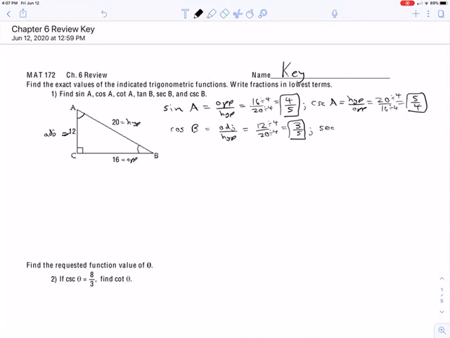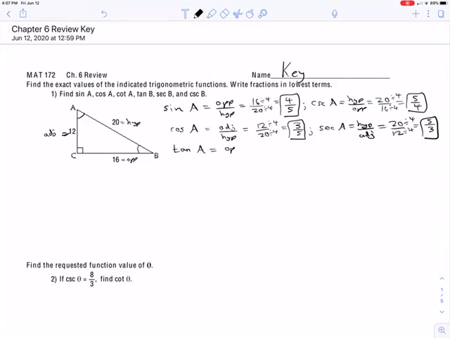And now for its reciprocal function, which is secant. And keep in mind this is angle A, not B. Secant of angle A would be hypotenuse divided by adjacent. So it's the reciprocal of cosine. Cosine is adjacent over hypotenuse, secant's hypotenuse over adjacent. So that would be 20 over 12. As we divide out our common factor of 4, we get 5/3, the reciprocal of cosine.